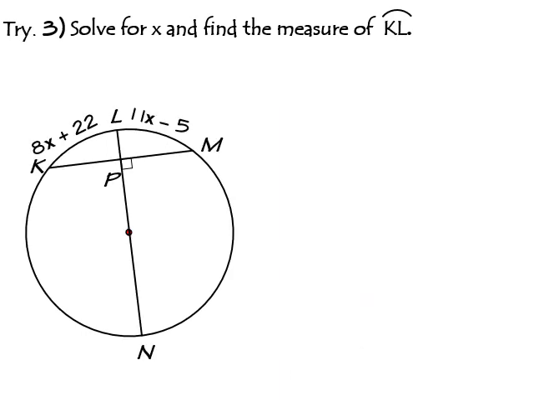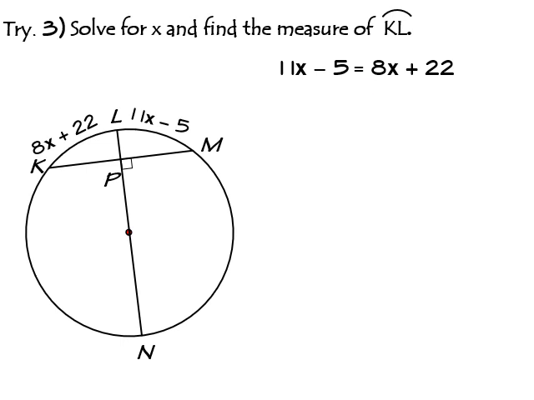Now it's your turn to try number 3. It says solve for x and find the measure of KL. Now you might want to pause and start over. If you take a look, again, we can say that those two are equal to each other. So we can say 11x minus 5 is equal to 8x plus 22.